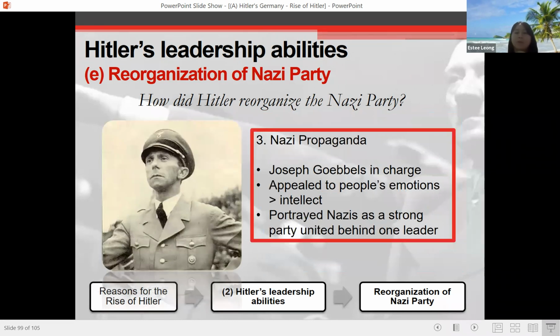Next, Nazi propaganda. So this guy is back, Joseph Goebbels. He's in charge of producing all the propaganda that you've seen, and portraying the Nazis as a strong party united behind one leader.